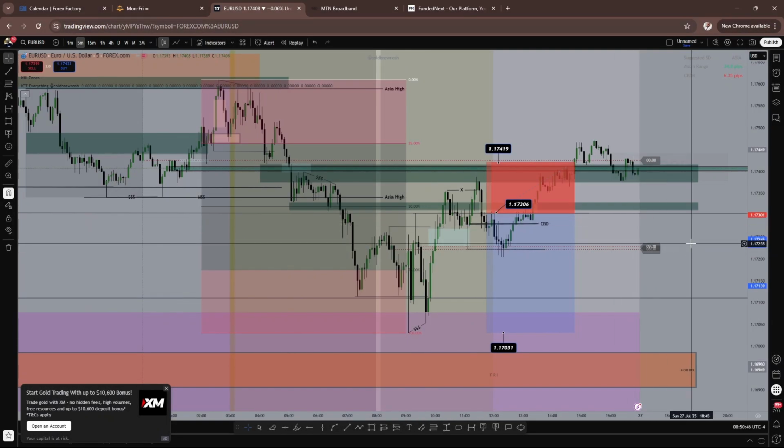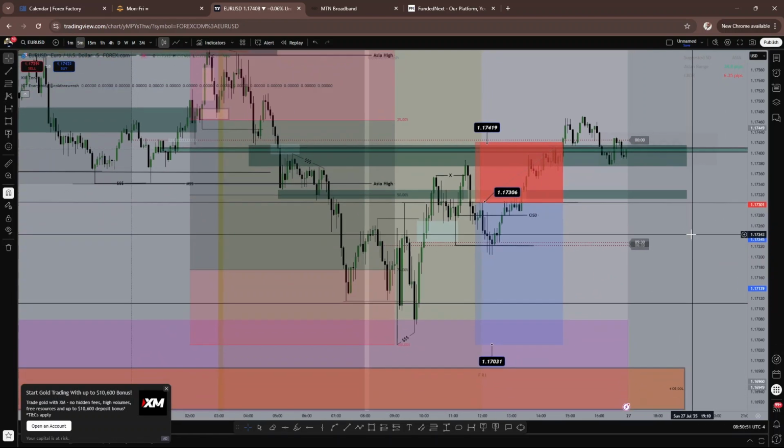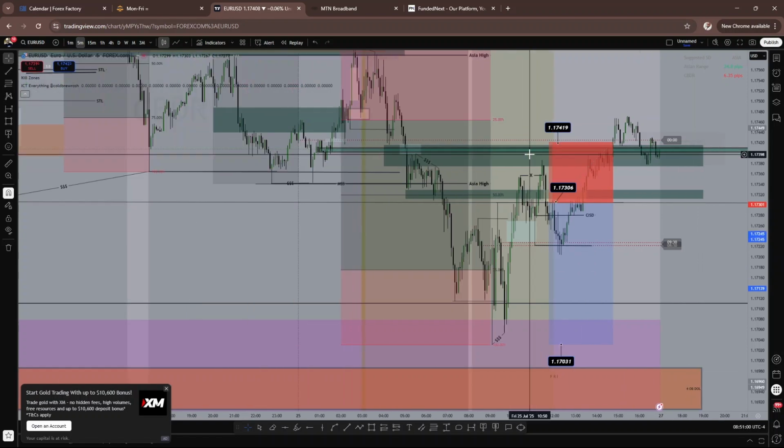Okay, guys. Welcome back to another day. This is the last day of the week. Today is Friday, and I have this trade that I was looking at, but you just stopped me out right now.